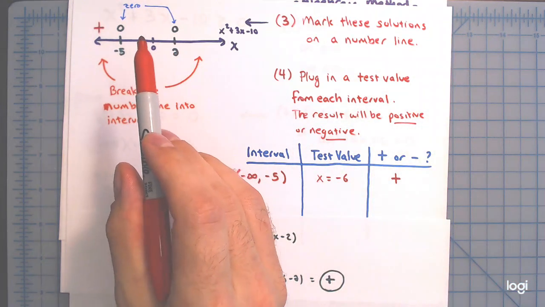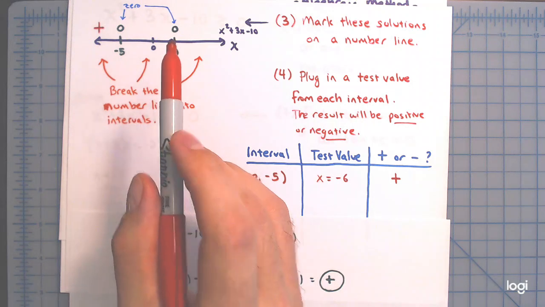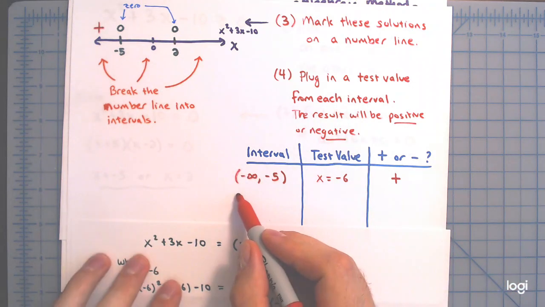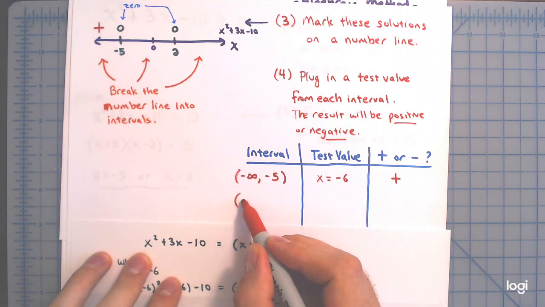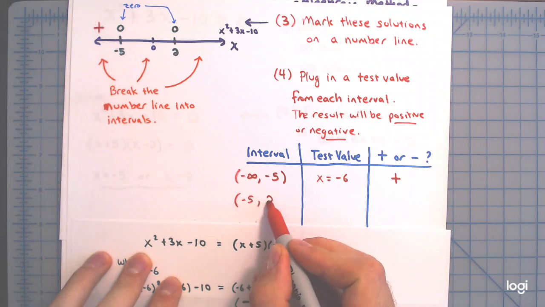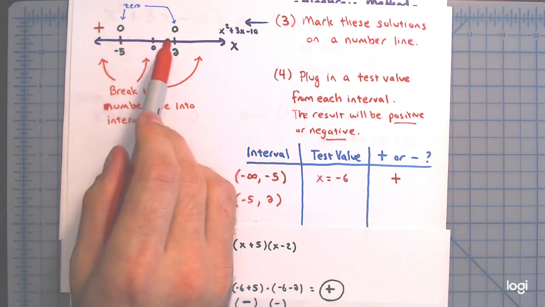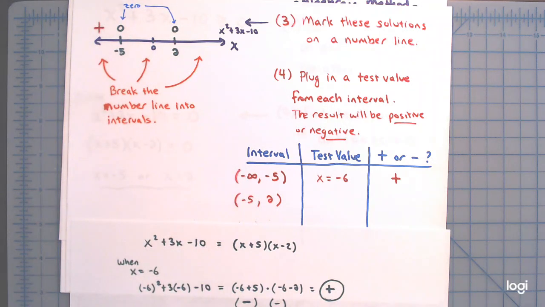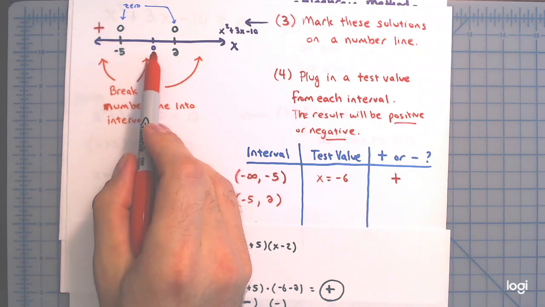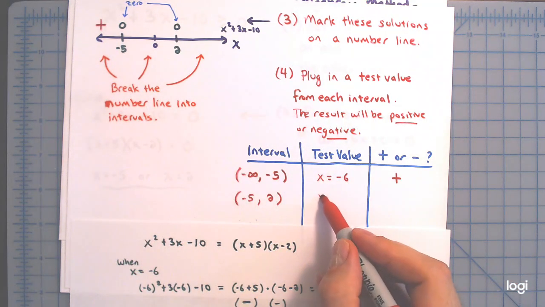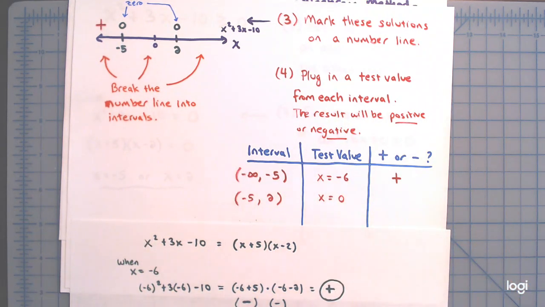Now how about this next interval, between -5 and +2. In interval notation, that's this interval here with the parentheses, because I'm not including them, I'm just saying the numbers between them. Let's pick a value. A nice one would be 0. How about 0? You can pick whatever you want, but I'm going to plug in 0.